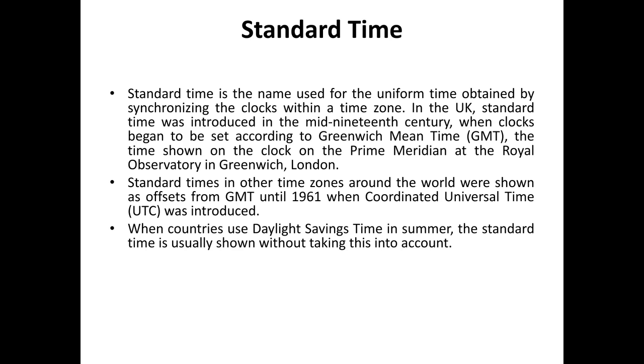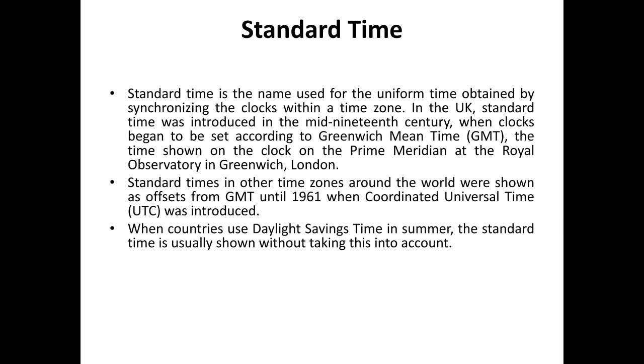In the United Kingdom, standard time was introduced in the mid-19th century when clocks began to be set according to Greenwich Mean Time, the time shown on the clock on the prime meridian at the Royal Observatory in Greenwich, London. The 0 degree prime meridian passes through the Greenwich Observatory near London, and the time on it has been considered to be the standard time based upon which the time of the other parts of the world can be calculated.